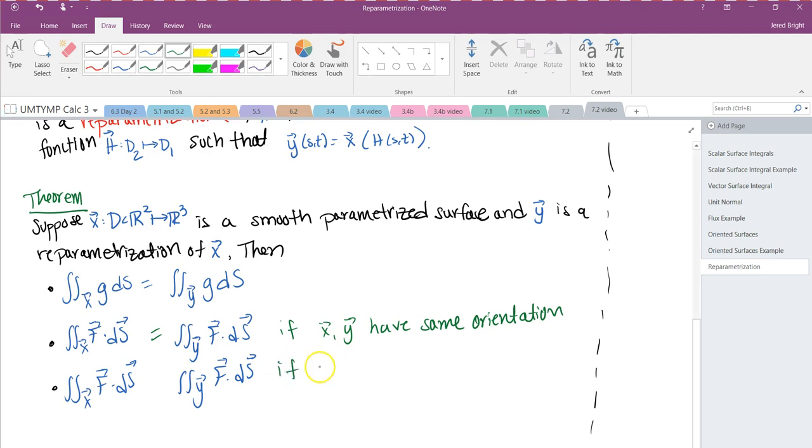If the two parameterizations have opposite orientation, then you might expect that one of them needs to be minus, and that is precisely true. Okay. So the upshot here is maybe in some cases you and your friend are working and you parameterize the surface differently, but still correctly. You should ultimately get the same answer or the same value for each of these, as long as you take into account orientation.